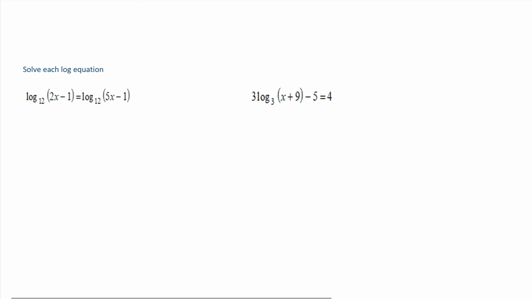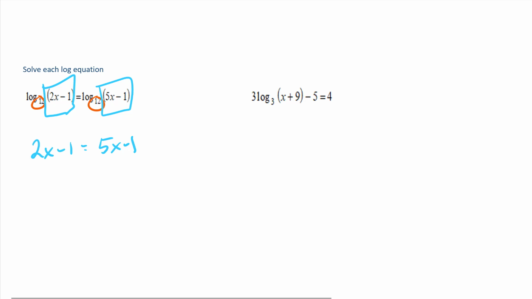What we want to try and do is get the same base of the logarithms if we've got multiple logarithms. So here I see that I've got log base 12 and log base 12. Once I see that, the only things I really need to focus on are the things I'm taking the logarithms of. I don't need to worry about anything else. So this can just be rewritten as the equation based on what we are taking the log of, and that's 2x minus 1, 5x minus 1, and we are going to do some simple algebra to try and solve for this equation.